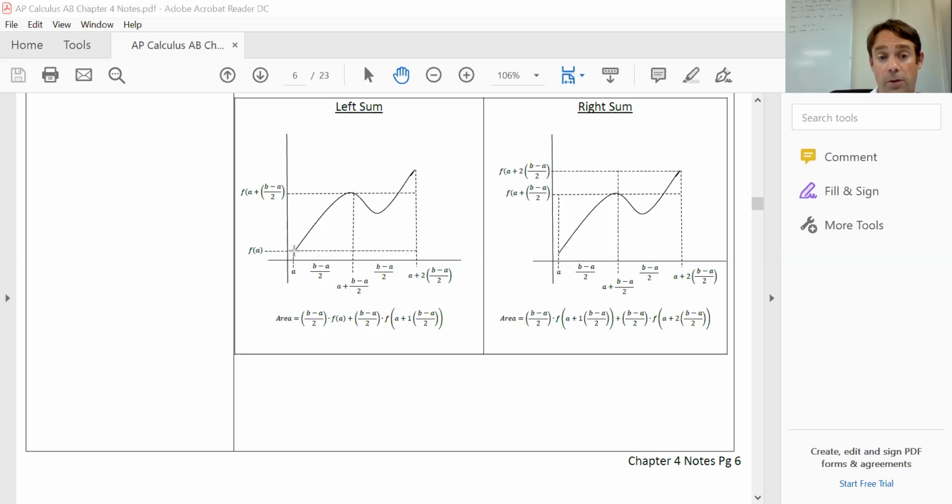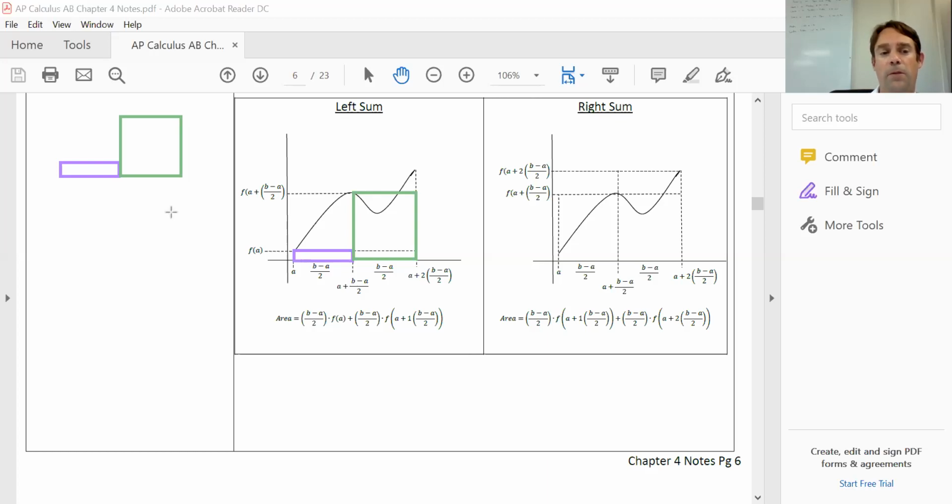So here's my first rectangle. And then that gets me to the halfway point, or when B minus A is divided by 2. And my second rectangle. Notice, that's a little bit closer to a decent looking curve. I mean, it's not perfect by any stretch of the imagination, but it's closer.